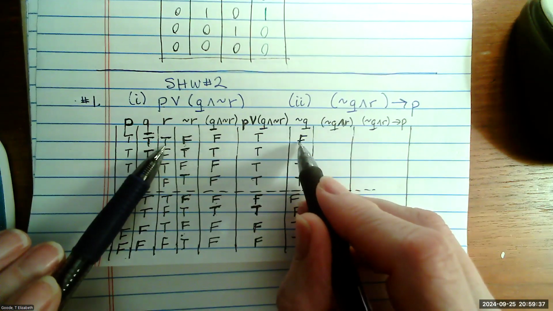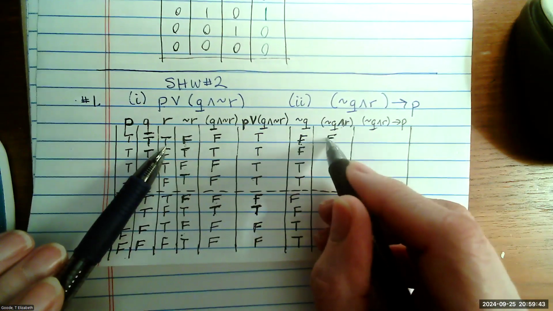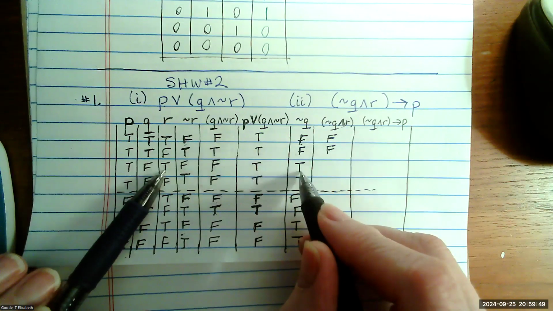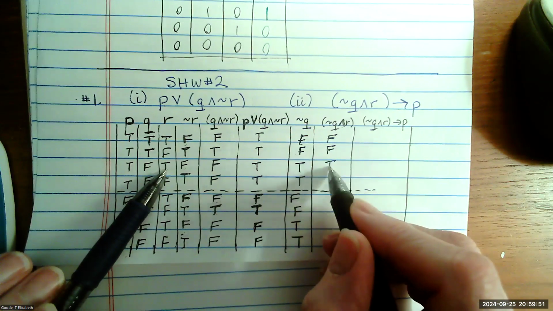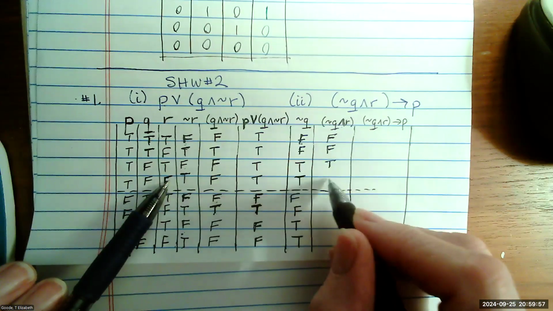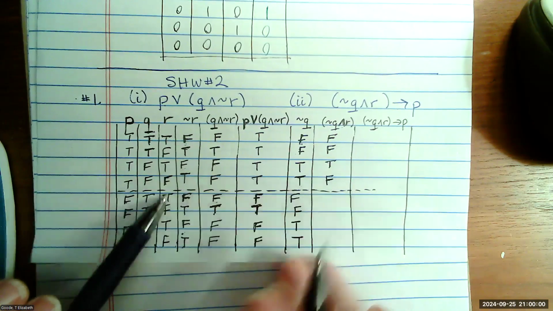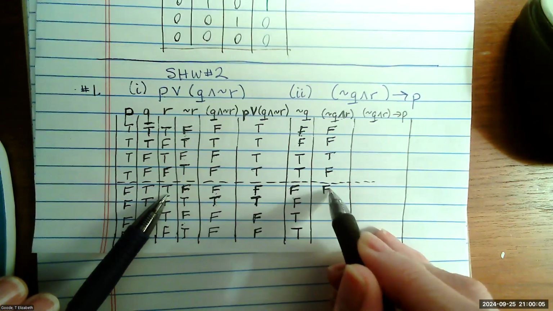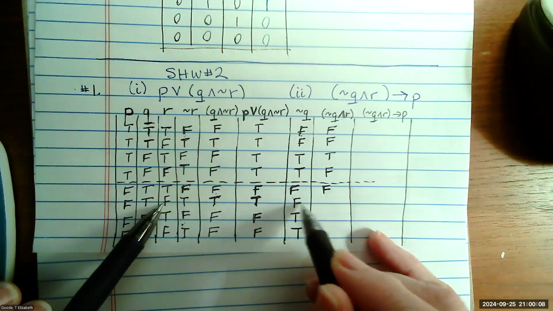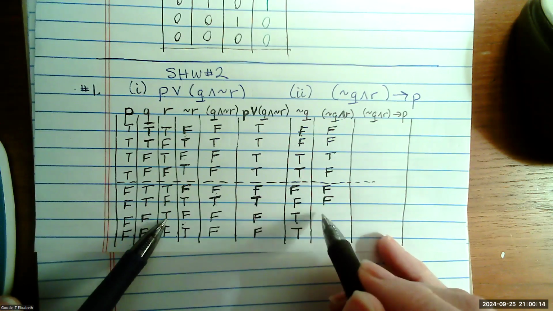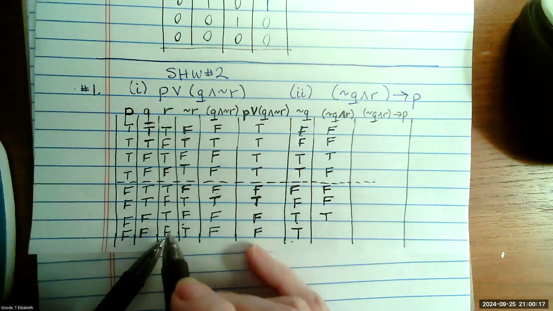All right, row 1. So the AND operator. False. Good. Row 2. False. Good. Row 3. True. Good. Row 4. False. Good. Row 5. False. Yep. Row 6. False. Row 7. True. Good. And row 8. It's false.